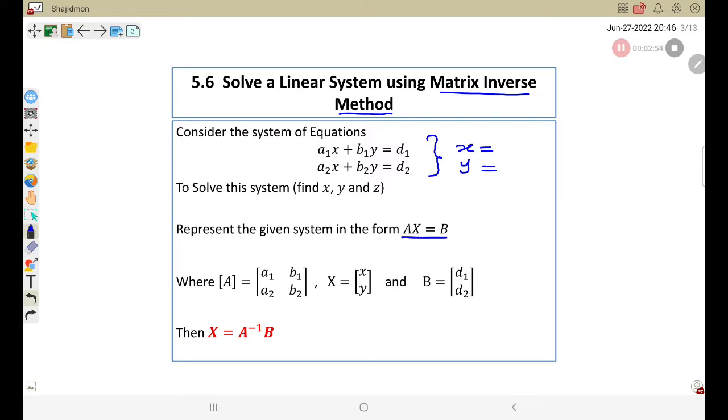Now once you write a system in the form of a matrix, the solution is X equal to A inverse multiplied by B. That means you need to calculate the inverse of the A matrix, this 2 by 2 matrix, correct? We studied in the previous section, 5.5, how to find the A inverse matrix for a 2 by 2 matrix and a 3 by 3 matrix. Using that, find A inverse, then multiply the A inverse matrix by the B matrix, and we will get the solution of that linear system. So this is the procedure for finding the solution by the matrix inverse method.